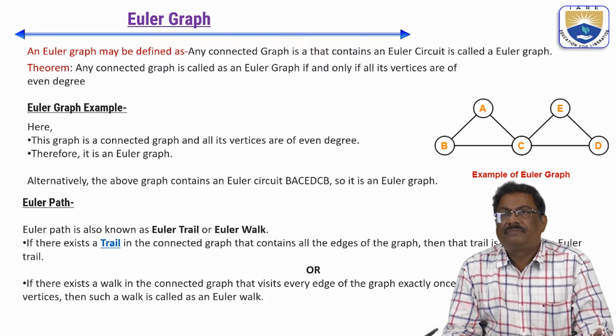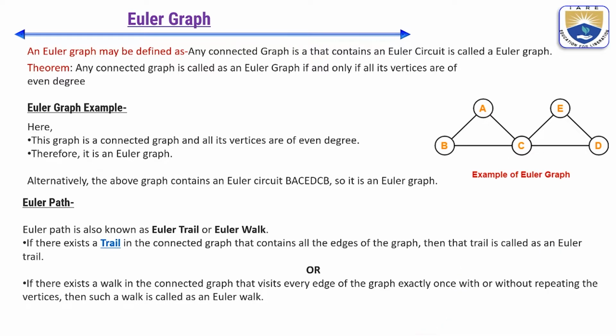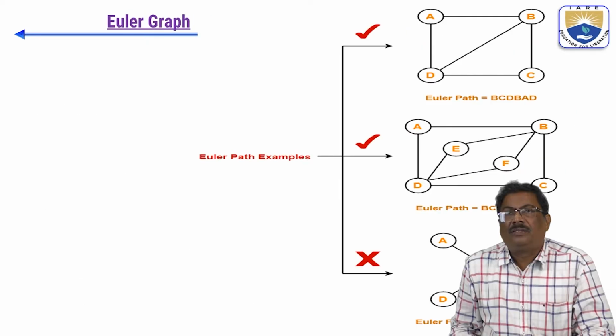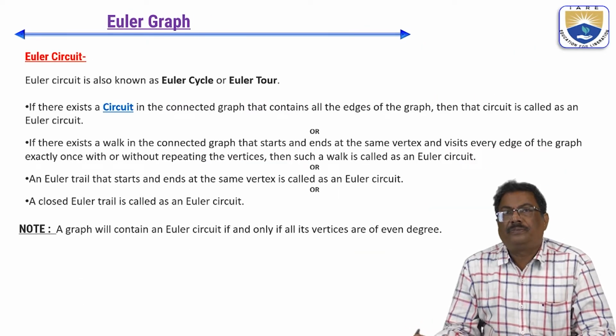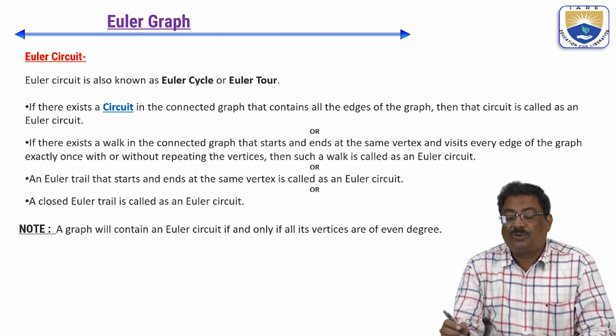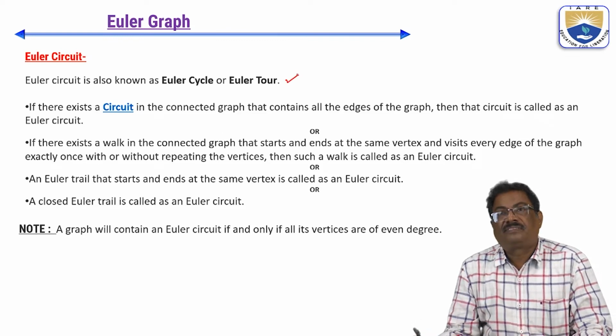Any connected graph that contains a Euler circuit is called a Euler graph. So any graph which consists of a Euler circuit. Now see what is meant by a Euler circuit. So here we have to go through the Euler circuit. A Euler circuit is also known as a Euler's cycle or Euler's tour.